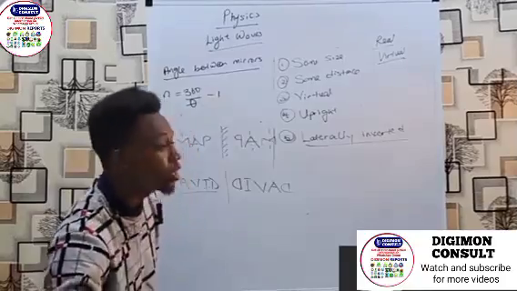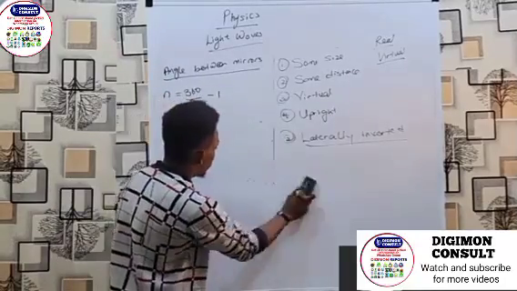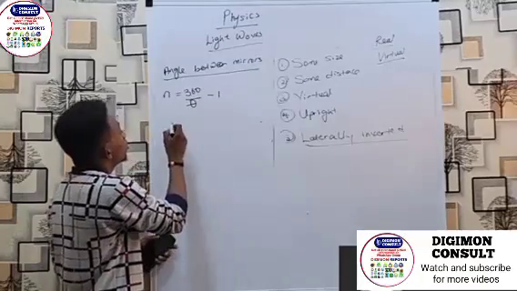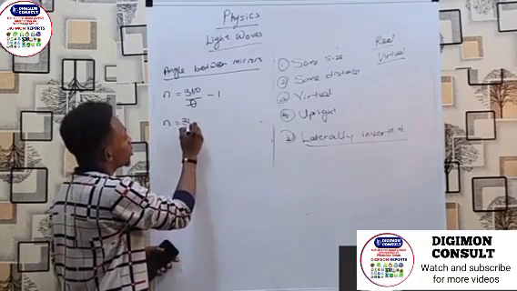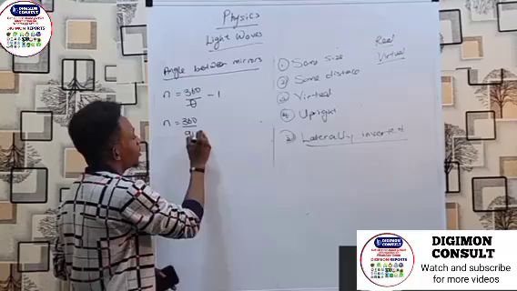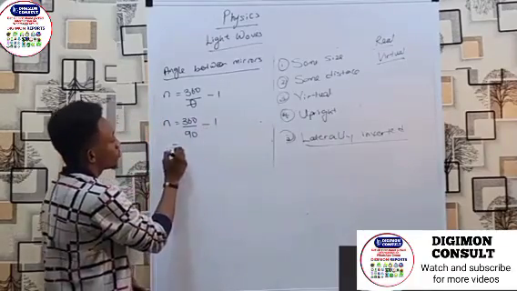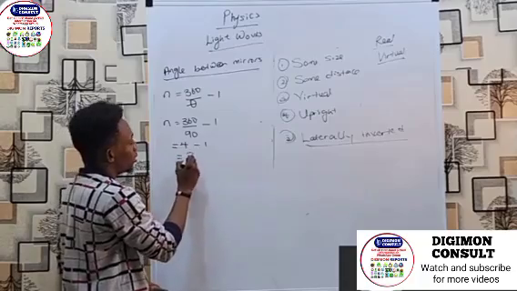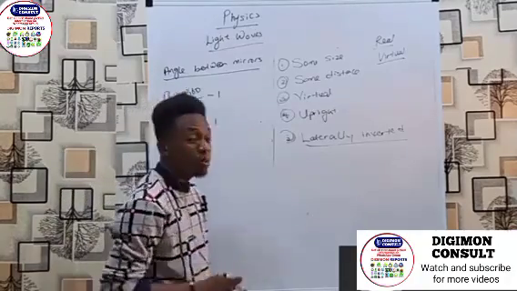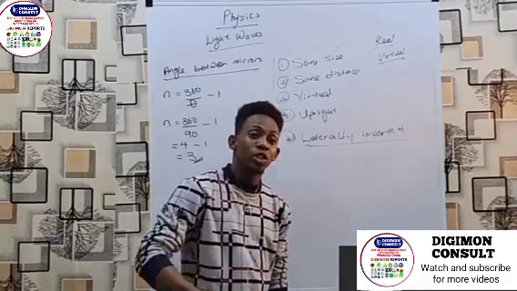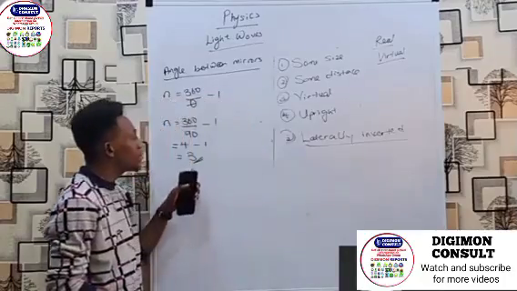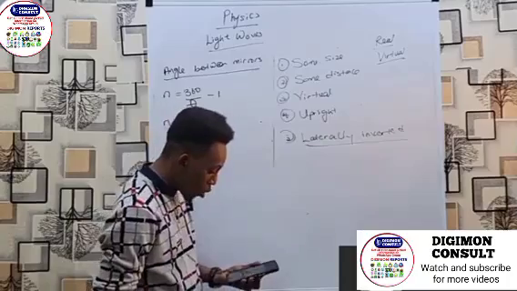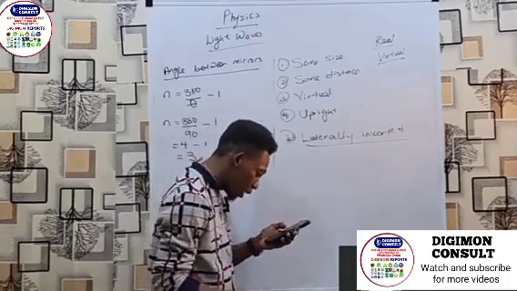That means that if, for example, the angle between the mirrors is 90 degrees, as is common, our number of images becomes 360 over 90 minus 1. 360 over 90 is 4. 4 minus 1 is 3. That means if you were to stand between two mirrors inclined at 90 degrees to each other, you shall be able to observe 3 different images. And with that, we head over to our app to answer a question under this subtopic.